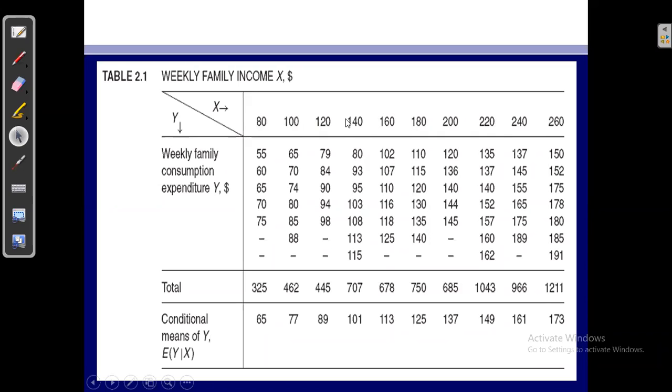A random variable would be that variable whose values cannot be determined in advance. For example, once you consider an income level of $80 per week, then you ask families corresponding to this level of income, what is their weekly consumption expenditure? So these 5 numbers that you see corresponding to X equal to 80 are then randomly given by those 5 families, right? 55, 60. So in this sense, we say the Y variable is random, while the X variable is fixed.